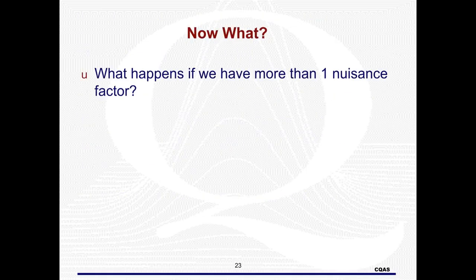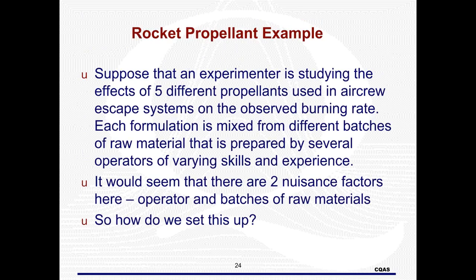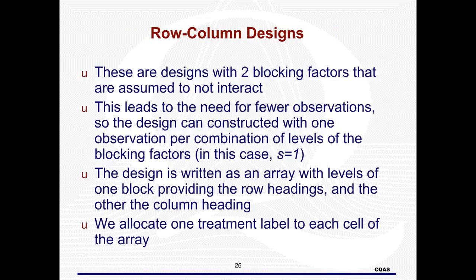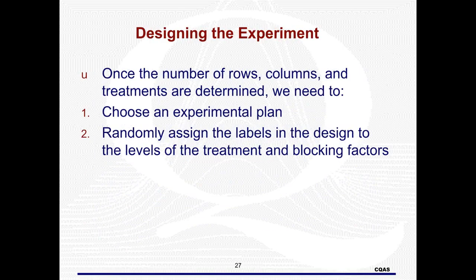Now the natural question is, what if we have more than one nuisance factor? In this example, we have 2 nuisance factors, operator and batch. So we need a design that can handle both. This leads us to row-column designs, where we block in 2 directions simultaneously. The design is structured like a grid. Rows represent one blocking factor, columns represent another, and treatments are assigned within cells. Once we define the structure, we randomly assign treatments to the cells. That preserves randomization within the constraints of the design.